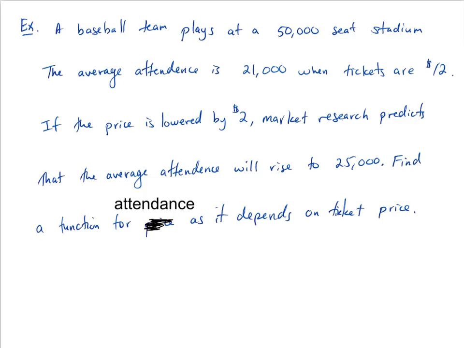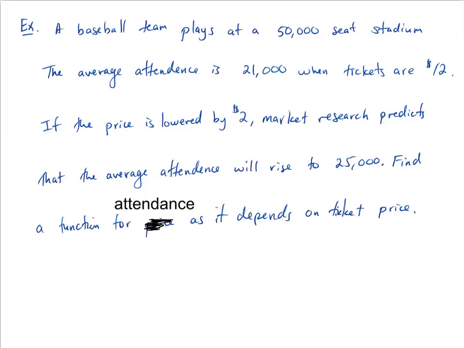Let's look at another example of a linear regression model, and let's work this out now from start to finish. So here's the scenario. A baseball team plays at a large stadium, and they know that the average attendance is 21,000 when tickets are $12. And if the price goes down by $2, the attendance rises to 25,000 tickets. So they are asking us to find a function for attendance as it depends on the ticket price.